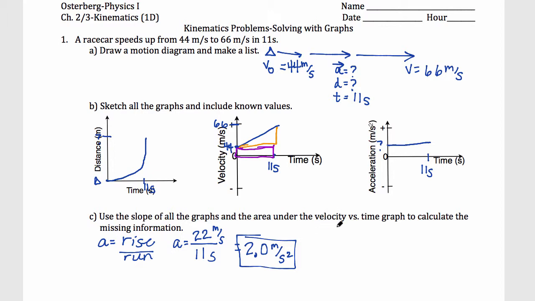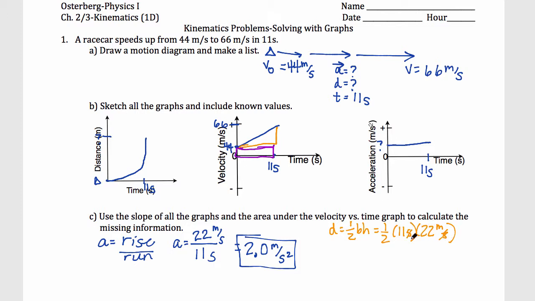So we've got the triangle and the rectangle to add up. To find the displacement, we're going to look at the triangle. It's 1/2 base times height. So it's 1/2. The base of the triangle is 11 seconds, so 11. I'm just going to put the units in there to show you that we end up with meters. And then the height of that triangle we know goes from 44 to 66, so it's 22. That's meters per second. So you can see actually the seconds cancel. And you end up with meters, which is great because that's distance.